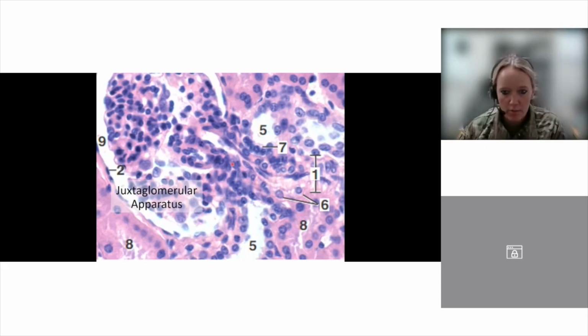So afferent arteriole, within this arteriole, there are some kind of epithelioid looking cells here within the wall of it. These are modified smooth muscle cells or juxtaglomerular cells.